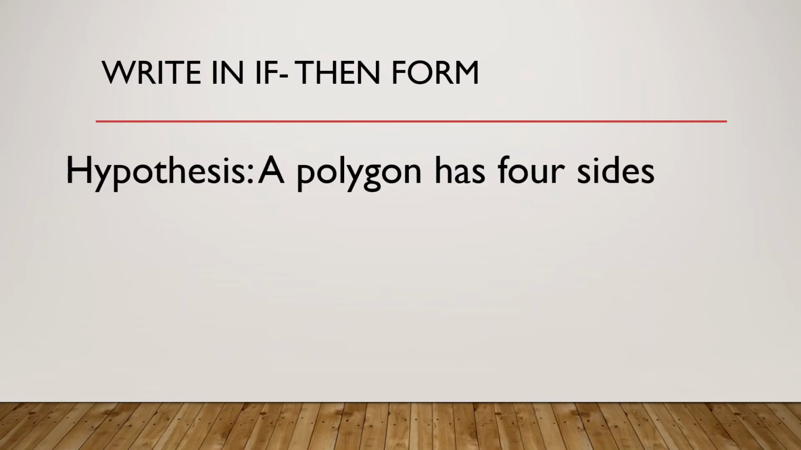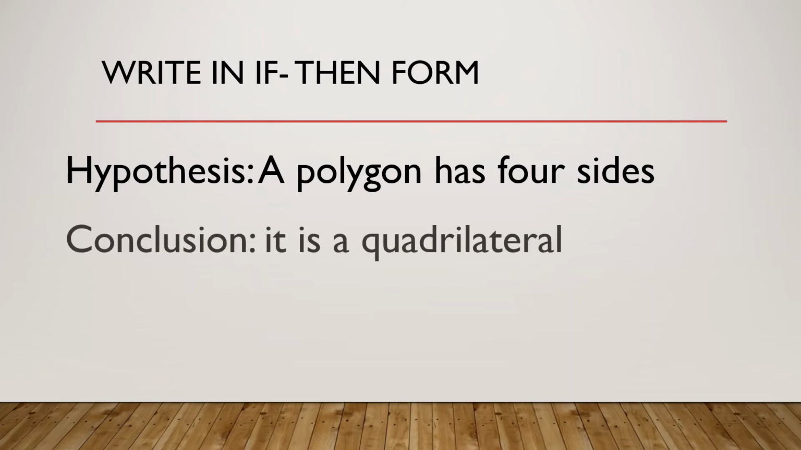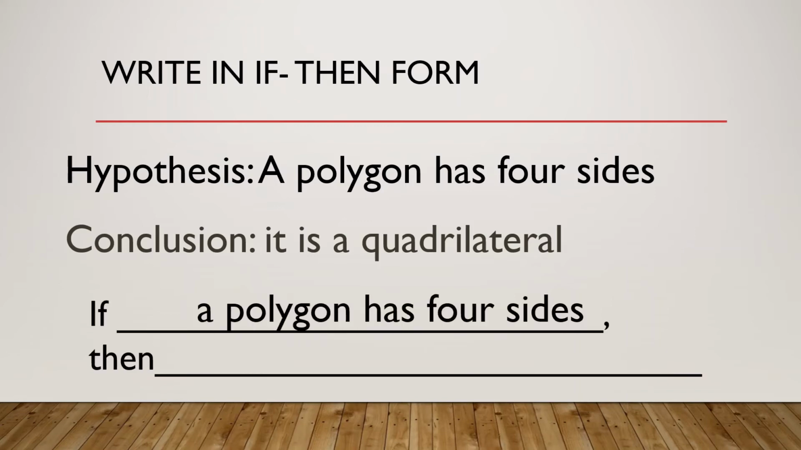Another example. If the hypothesis is a polygon has 4 sides and the conclusion is it is a quadrilateral, so in if-then form, great job! We have: if a polygon has 4 sides, then it is a quadrilateral.